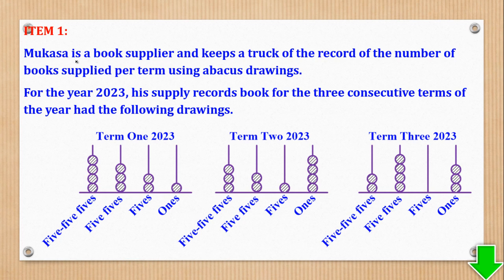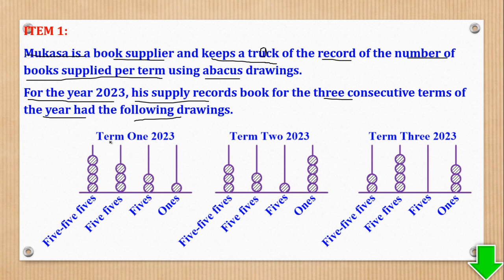Question 1 says, Mukasa is a book supplier and keeps a track of the record of the number of books supplied per term using abacus drawings. For the year 2023, his supply records for the 3 consecutive terms of the year had the following drawings. So we have this, and we have that.